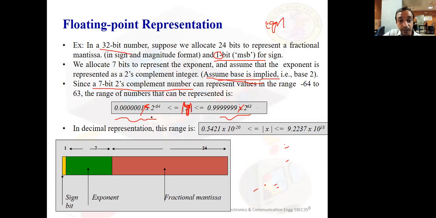So in decimal representation, this range would be something like this. This is multiplication. Up to 10 power minus 20 you can represent on the lower side, and on the higher side up to 10 power 15, such a huge number, like the Indian population or something. So what is the representation? The MSB is the sign, then you have the exponent of 7 bits, and then 24 bits for the fractional mantissa.